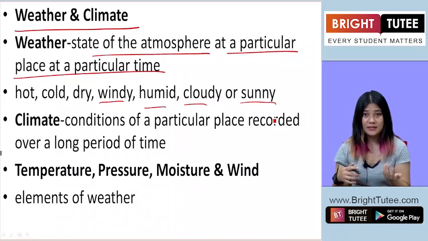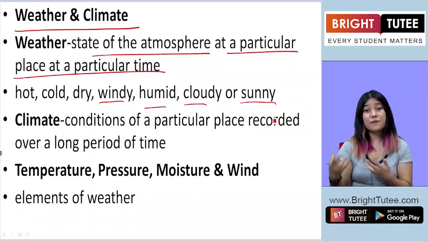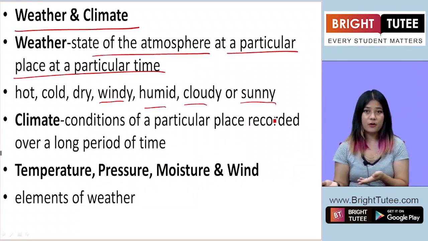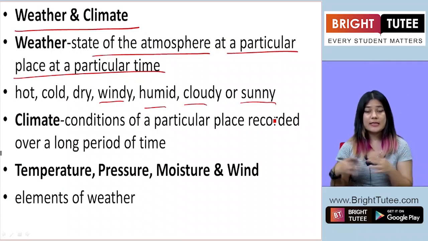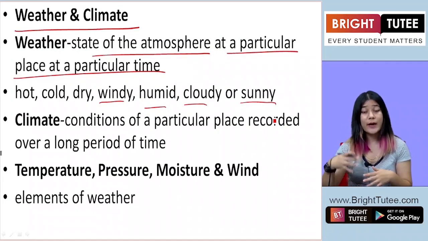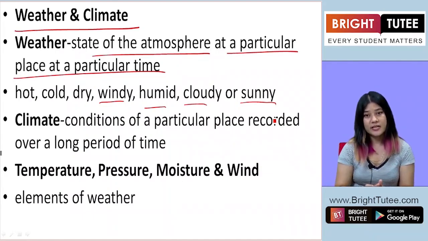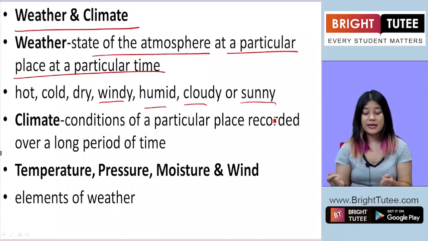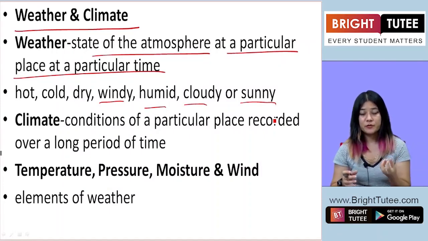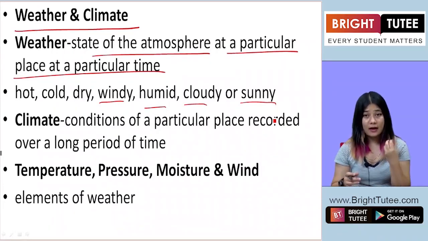Okay? So that means that weather can be different every day. Weather can be different in the morning, in the afternoon, in the evening. If it's cloudy in the morning, in the afternoon it can be sunny. If it's raining and wet in the night, it can be quite windy in the morning. If today it's sunny, tomorrow it can be rainy, it can be wet. If it is hot today, tomorrow it can be cold, right? So that is why weather is a state of atmosphere at one particular place at a particular time.